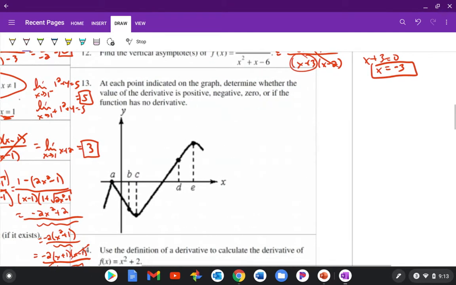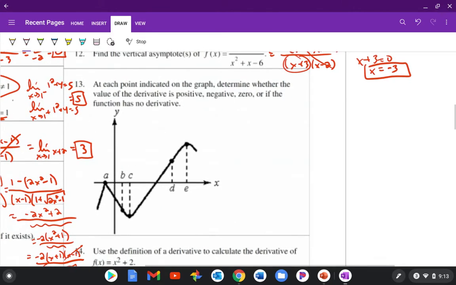Okay, next one, number 13. At each point indicated on the graph, determine whether the value of the derivative is positive, negative, 0, or the function has no derivative. This is a little bit more challenging because the curve isn't as clear as I would like it to be, but let's just go with it here. Remember, as we're getting into derivatives now, the derivative is basically the slope of a tangent line. It's one definition of the derivative. So what I want you to think is, what would the slope of the tangent line be at these points?